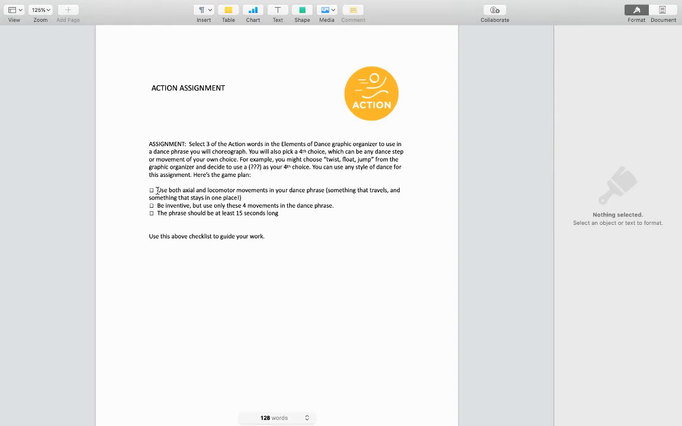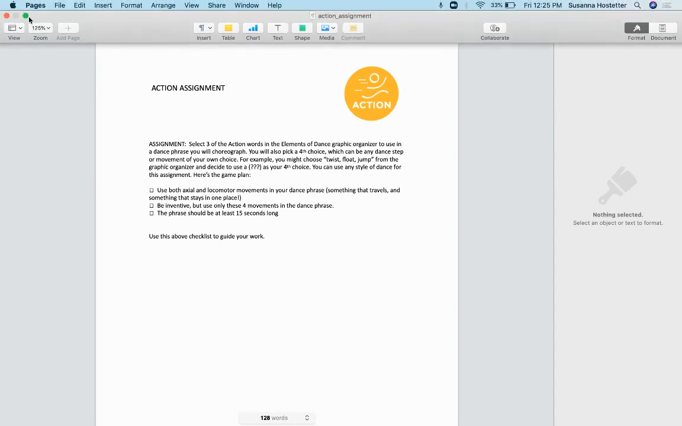And your phrase, your movements, should be at least 15 seconds long. Yeah, so they shouldn't just be like 1, 2, 3, 4, I'm done. It should be like movement 1, movement 2, movement 3, movement 4. Well, even longer than that, okay? At least 15 seconds. So that's your checklist.